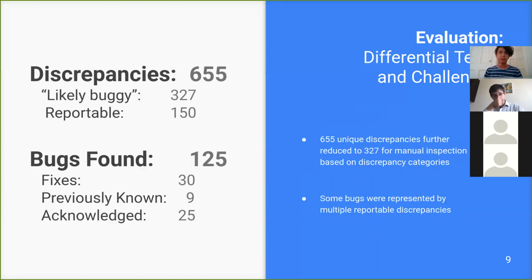And then we have our differential testing component, and we want to know how well it found these discrepancies and if it could figure out which ones were meaningful. We generated 655 unique discrepancies, and these were reduced by about half to 327 based on the assigned discrepancy category, and these we inspected manually. We found 150 of those to represent reportably buggy behavior. And in particular, those 150 discrepancies represented 125 unique bugs. We reported all of these to the library developers, and to date, we've seen 30 fixes. 9 were found to be previously known, and 25 were acknowledged, but no fixes yet.